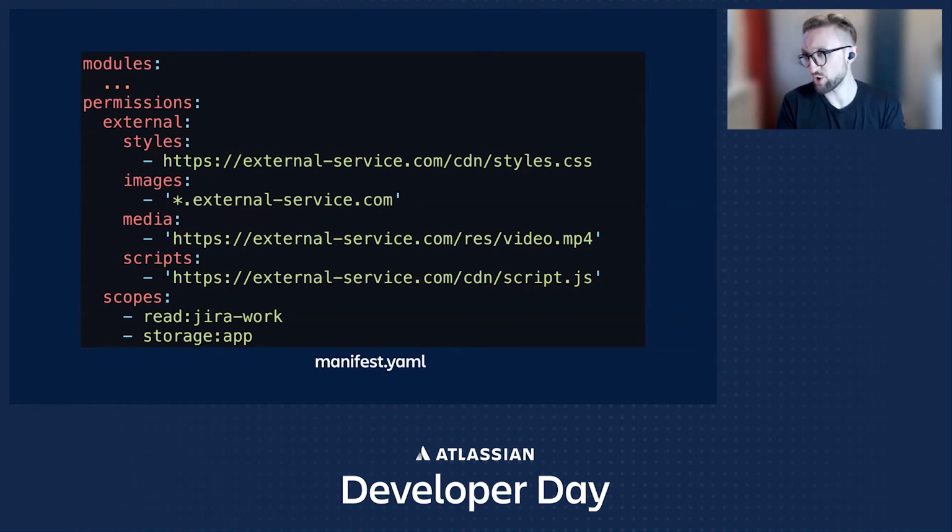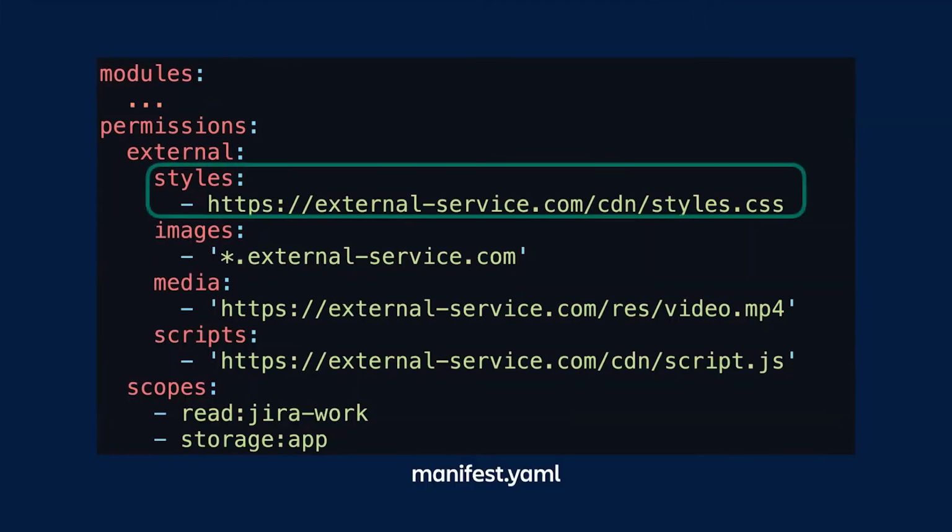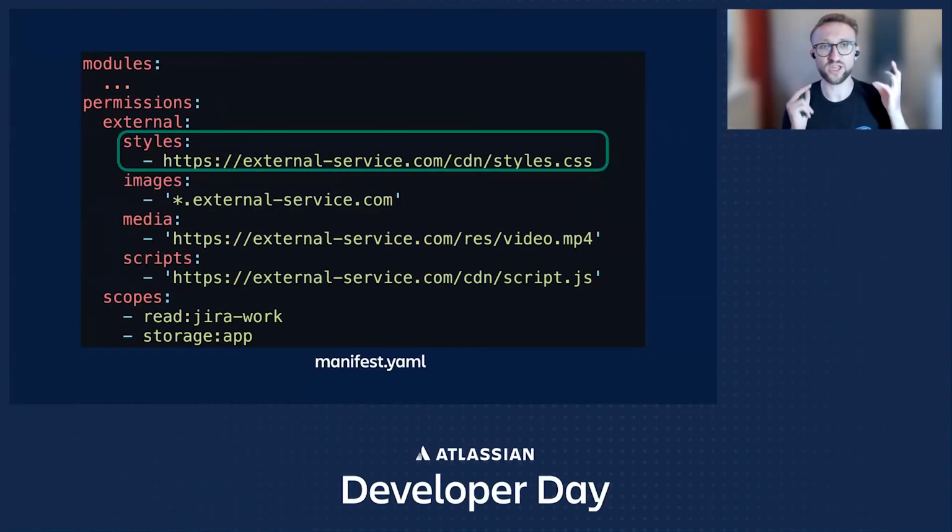Under permissions, which you already saw when I showed you how to declare new scopes while adding the events for the trigger module. So under the same property, we have to specify the external field, and then we have to specify each kind of resource separately. And you can either put specific URLs, like in this stylesheet example, or you can use wildcard, which also might be a good choice for example, images.